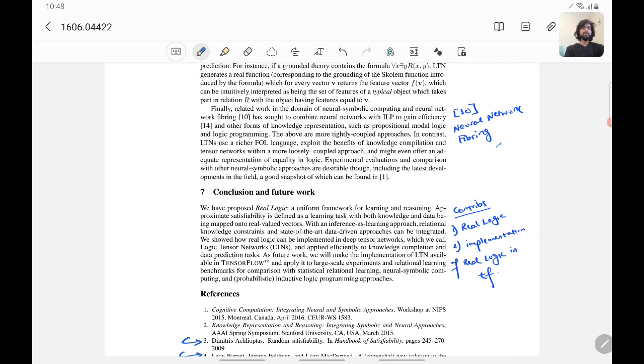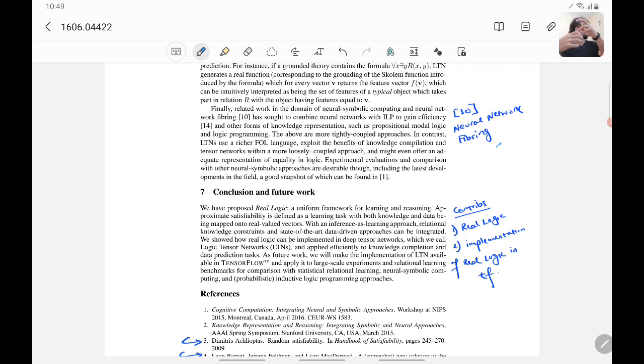The main contributions of the paper were real logic and the implementation of real logic in TF. It showed what real logic is, which is basically defining a grounding for each one of the things you have in the language. For the signatures of the language, you define a grounding for each one of them. This grounding can be a vector: if it's a function, it's a vector; if it's a constant, it's a vector. If it's a predicate, it becomes a value between 0 and 1. Satisfiability is the comparison of what the value is, and based on this satisfiability and given a grounded theory, we compare the particular values and define a loss function.